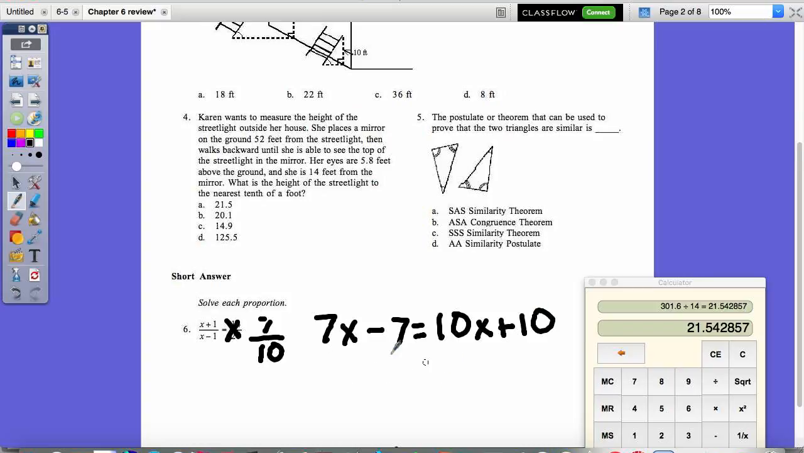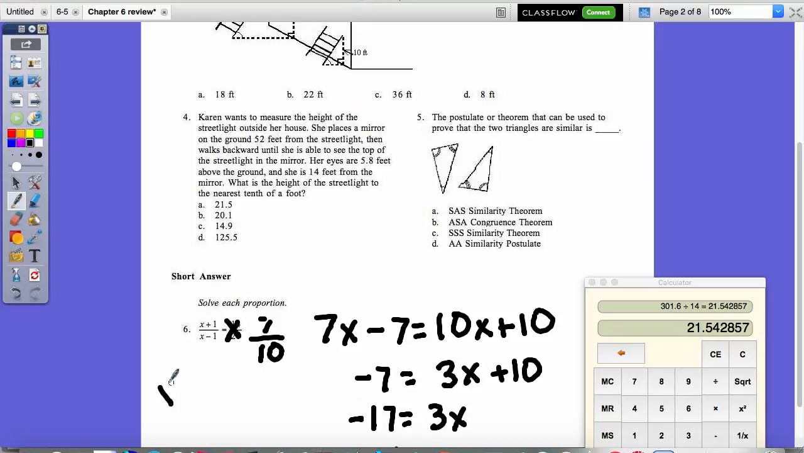I'm going to subtract 7x from both sides. And I get 3x plus 10. I now subtract 10 from both sides. I get negative 17 equals 3x. So x is equal to negative 17 over 3.